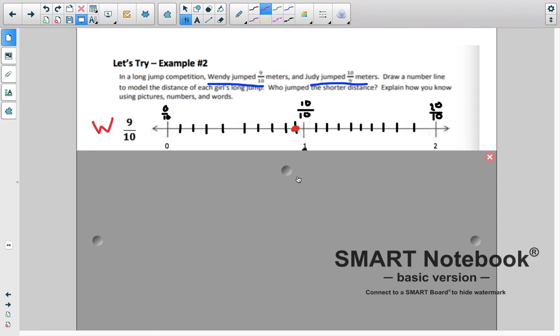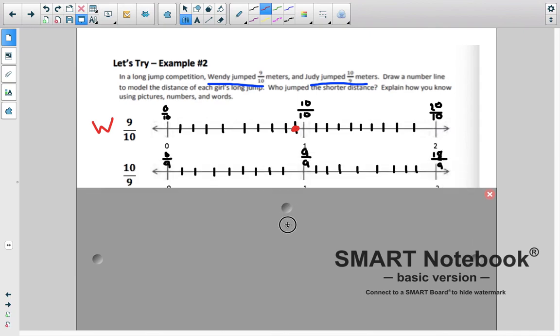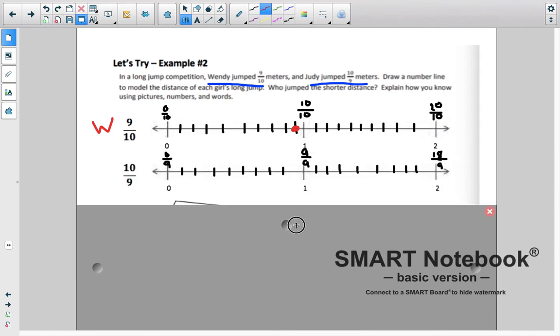Now, Judy says that she jumps 10/9 meters. Well, part of the reason why I did it to 2 is because 10/9 meters is bigger than 9/9. So I had to go past 2. So let's find Judy's. I'm going to put a J for Judy. So I'm going to look for 10/9 now. Well, I'm not going to count each one. I'm going to start from 9/9. So 9/9, 10/9.